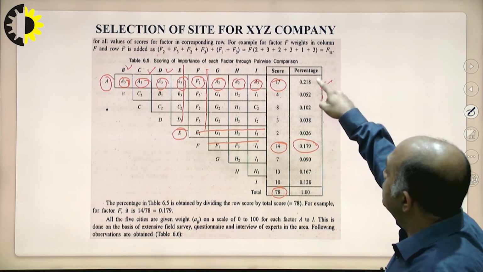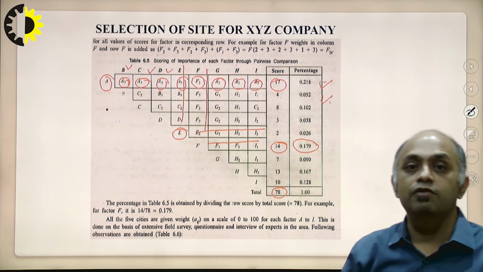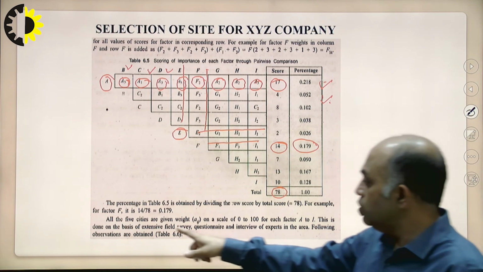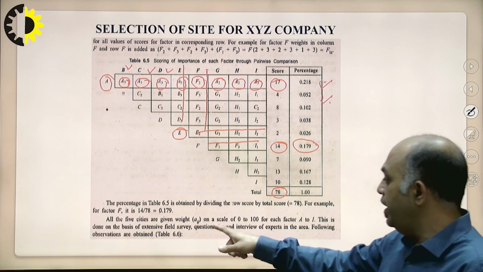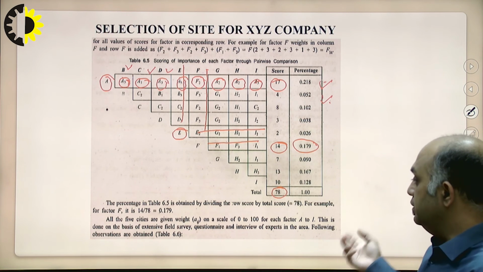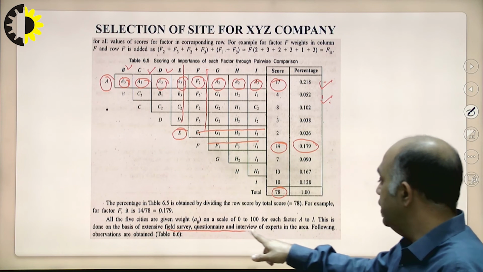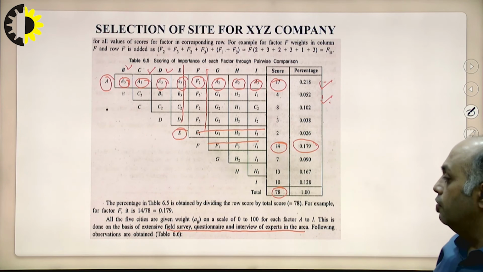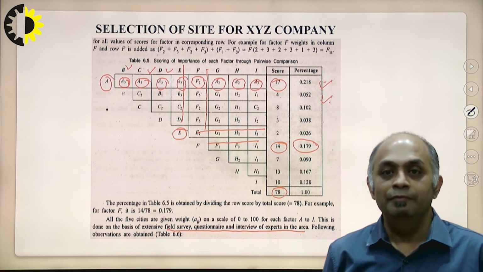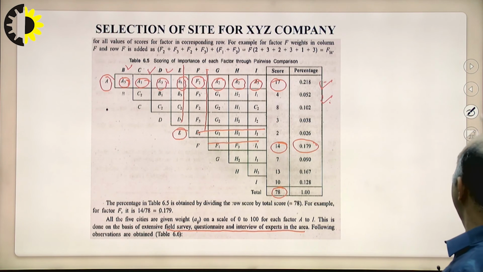These are the weights, you remember, and now we will take 5 cities and see what their actual impacts are. All the 5 cities are given a weight of Aij on a scale of 0 to 100 for each factor A to I. This is done on the basis of an extensive field survey, a questionnaire and an interview of experts in this area. Following observations are observed. This is how we plan the layout and understand how the locations are to be selected.